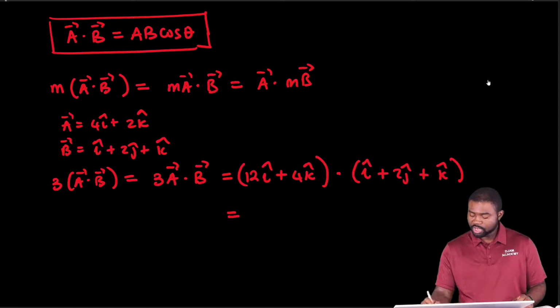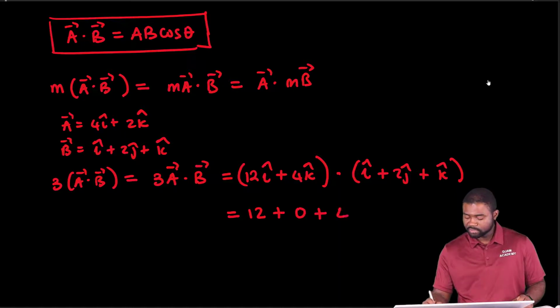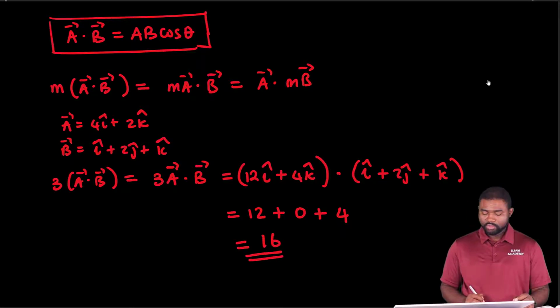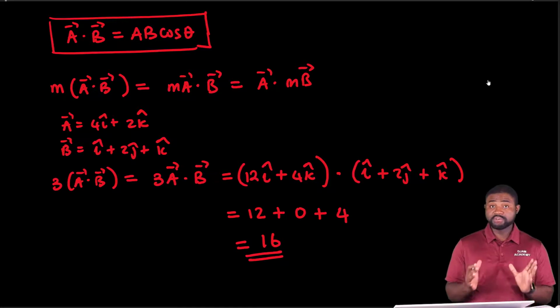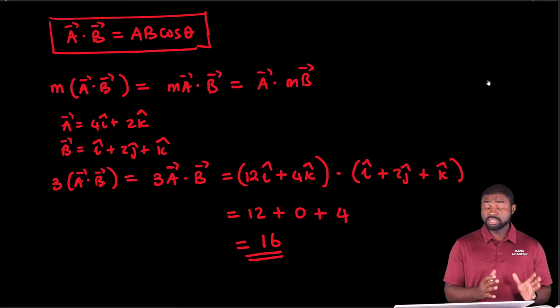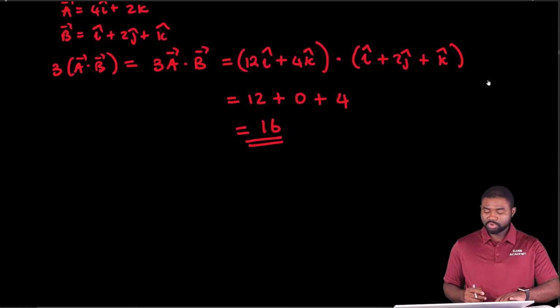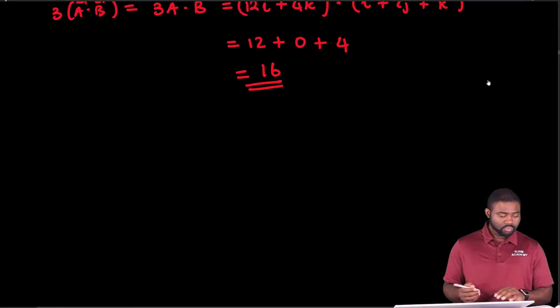12 multiplied by 1, this will give us 12, plus 0 multiplied by 2, this will give us 0, plus 4 multiplied by 1, that will give us 4. So this all together, this will be 16. So when you multiply a scalar by another scalar, or by a number, you get a scalar.